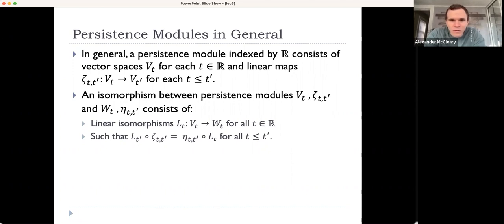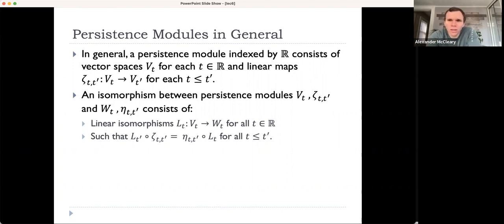So what do we need for them to be essentially the same? Well, we need linear isomorphisms. So we have a vector space V_t for each t in the reals, and the same with W_t, a vector space at each t in the reals. And for them to be linearly isomorphic, first of all, we need V_t to be isomorphic to W_t for each t in the reals. This is just the usual isomorphism of vector spaces.